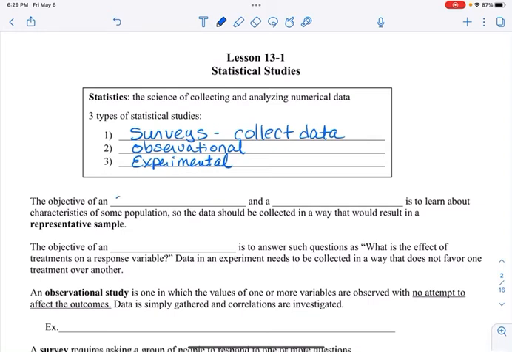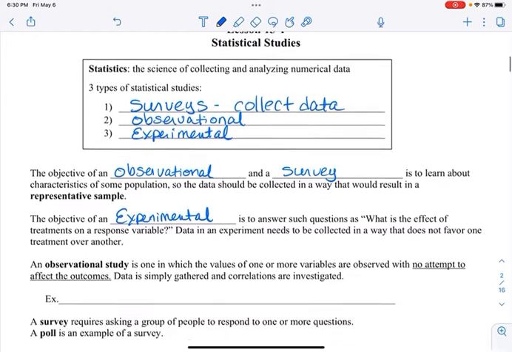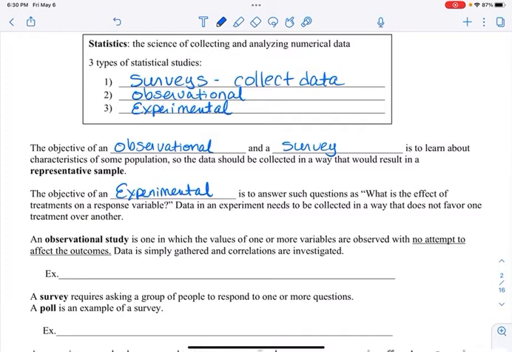So the objective of an observational study and a survey is to learn about the characteristics of some population, so the data should be collected in a way that would result in a representative sample. The objective of an experimental study is to answer such questions as what is the effect of treatments on a response variable. Data in an experiment needs to be collected in a way that does not favor one treatment over the other.